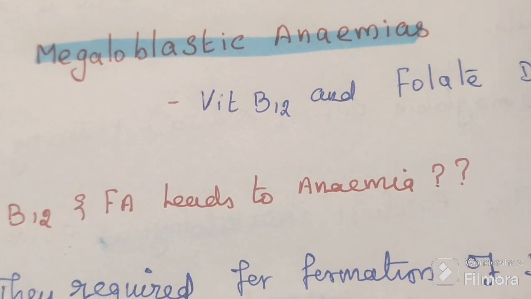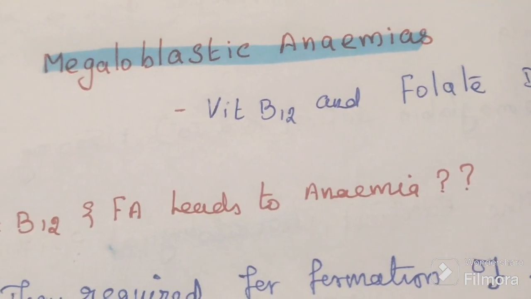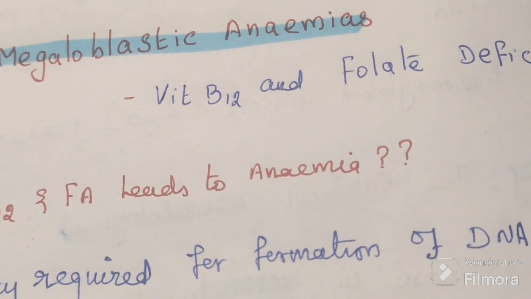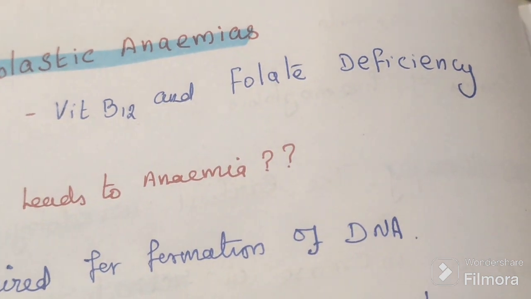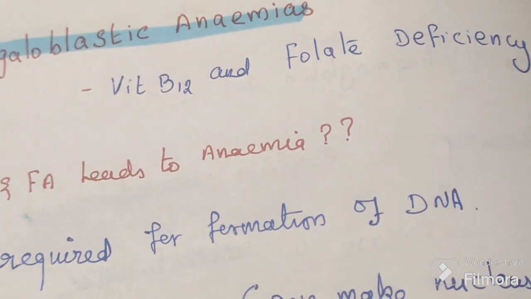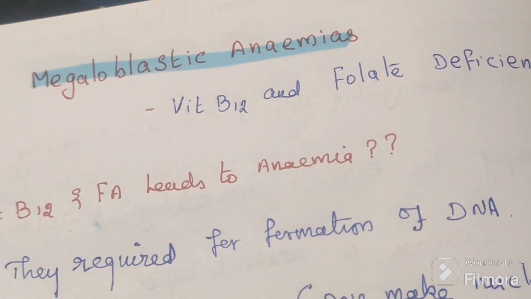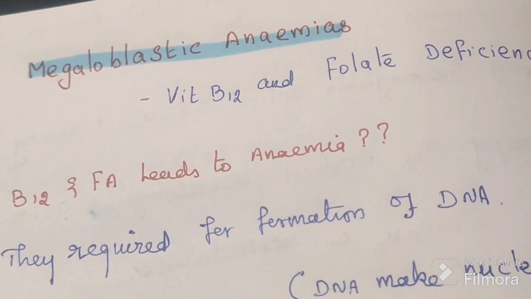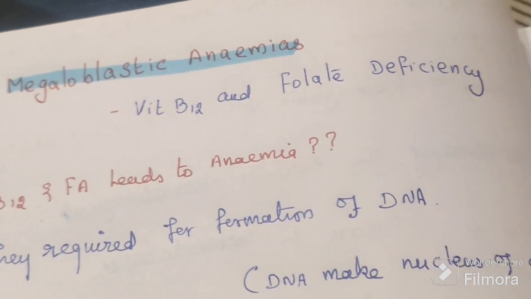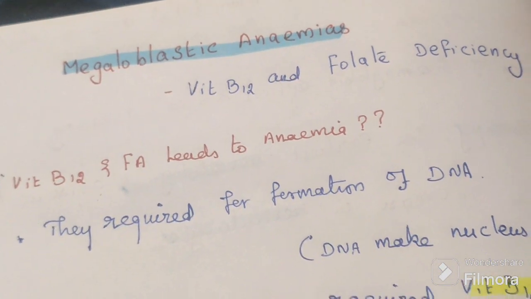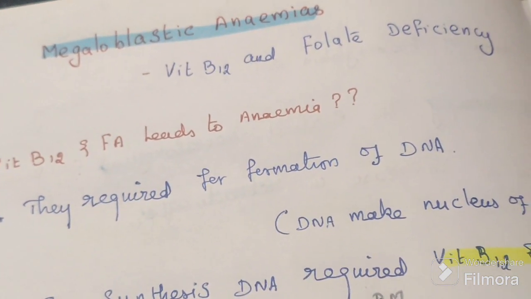In this video, we'll discuss megaloblastic anemia. Anemia due to deficiency of vitamin B12 and folic acid. Two things: either vitamin B12 or folate, any one of the two can lead to anemia in a person, known as megaloblastic anemia.